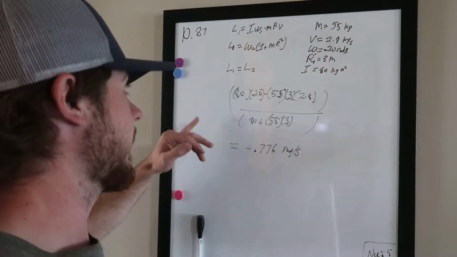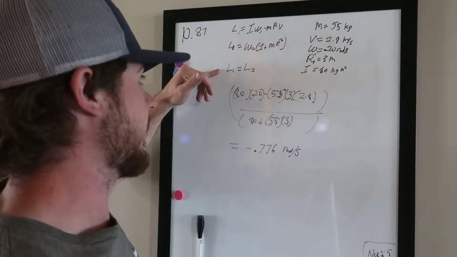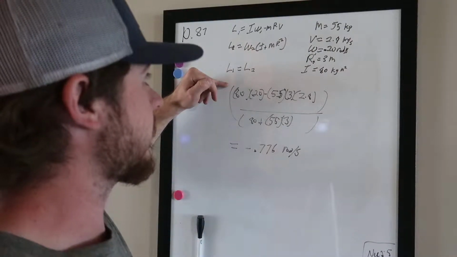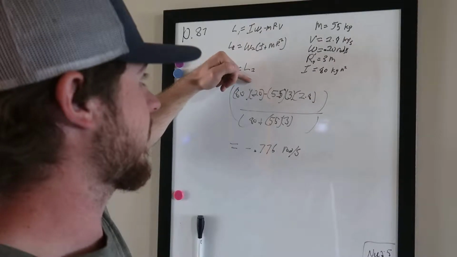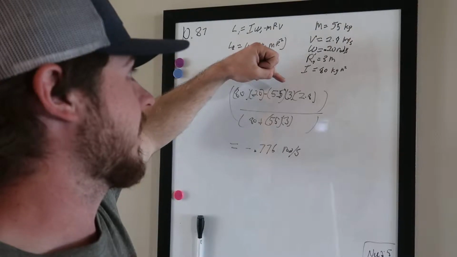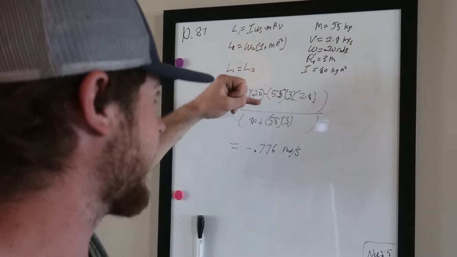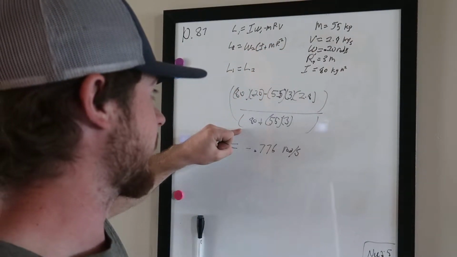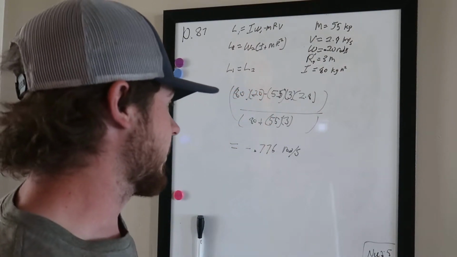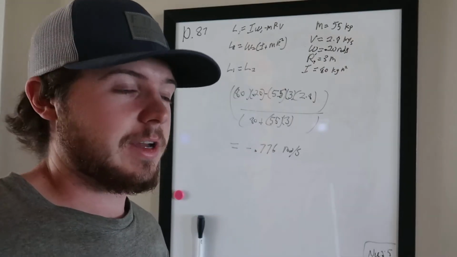That's a mouthful. So then, using the law of conservation, the starting is going to be equal to the final, and so we can use this in our equation. So we get 80 kilograms meter squared multiplied by 0.2 radians a second minus 55 kilograms multiplied by 3 meters multiplied by 2.8 meters a second, divided by 80 kilograms meter squared plus 55 kilograms multiplied by the radius, which is 3 meters squared, and so that's going to give us a negative 0.776 radians a second, and the negative is just indicating the direction.